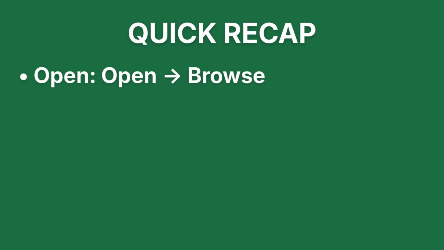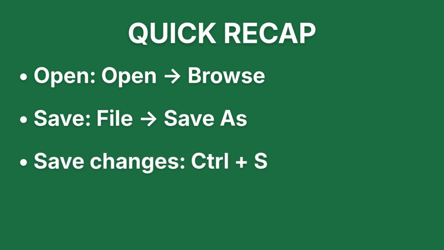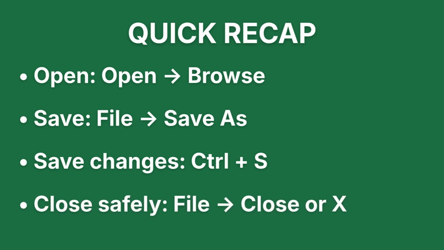Quick recap. To open a file, use Open and Browse. Double-click the file or choose it from the recent list. To save a new file, use File, Save As, Browse, name the file, and click Save. While working, press Ctrl and S often. Before closing, save your work and read any save prompts carefully.